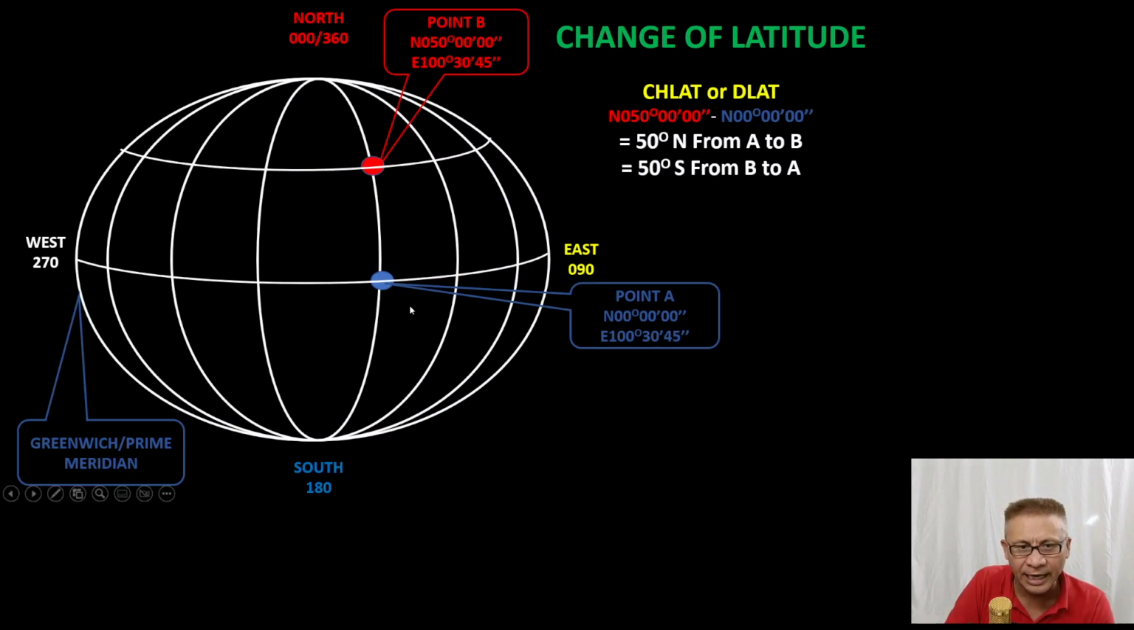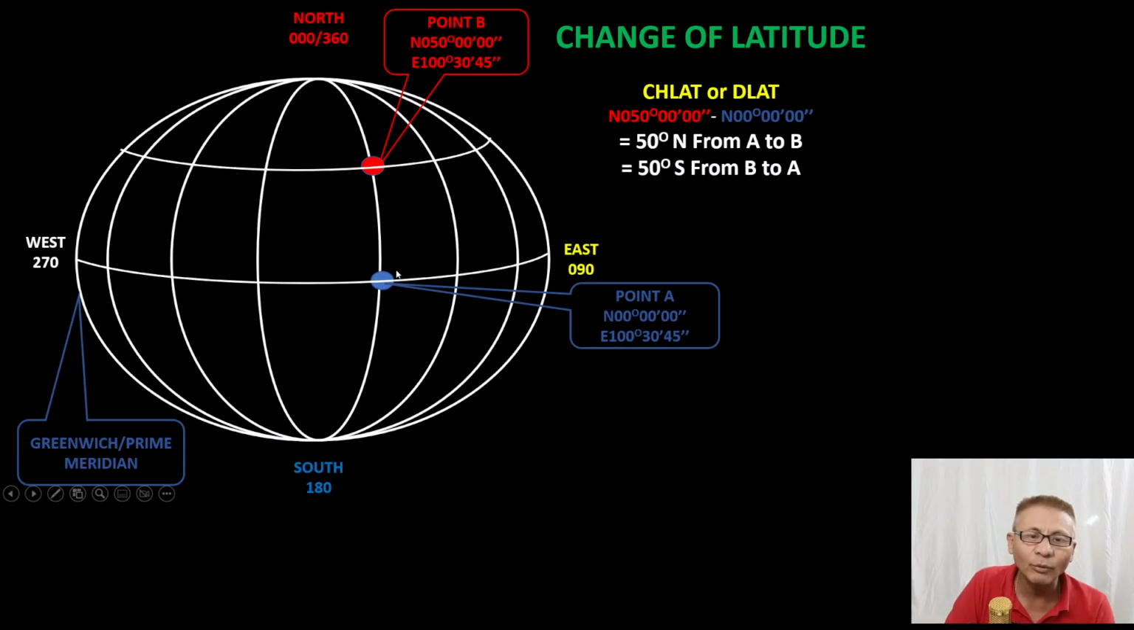And depending upon the direction of change, it will be represented by north or south. So if I say that the change in the latitude from Alpha to Bravo, since the change is taking place in the northward direction, it will be known as the CHLAT north, 50 degrees north. And conversely, the change in latitude from Bravo to Alpha is 50 south.